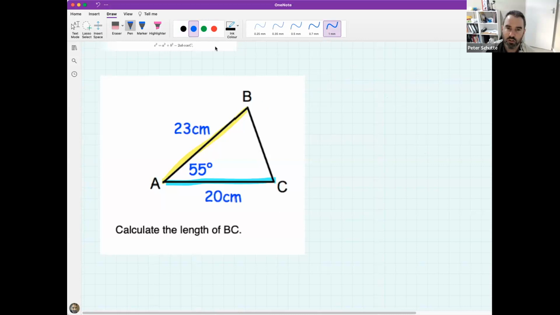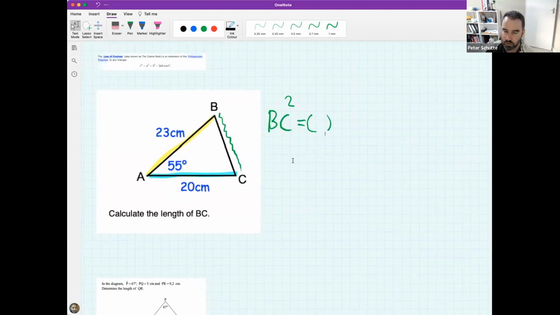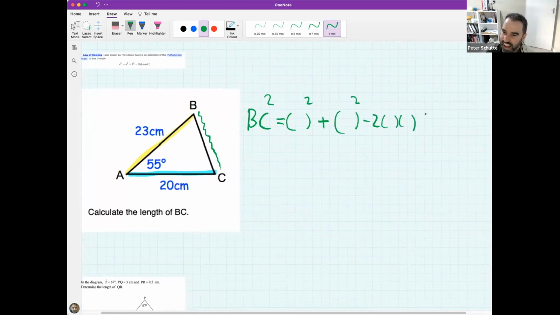So let's use the idea that I was showing you before. If you want the third side, I'm going to write this as BC squared, and I'm going to leave spaces. Well, let me zoom in a little bit here. So I said something squared plus something squared minus 2 times something. I know there's a lot of somethings. And then the cos of something over there.